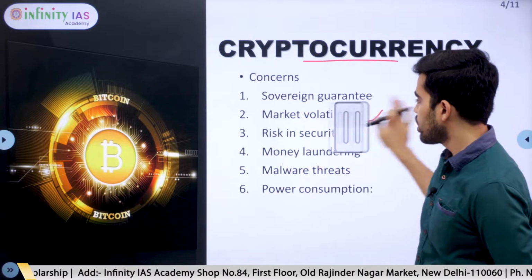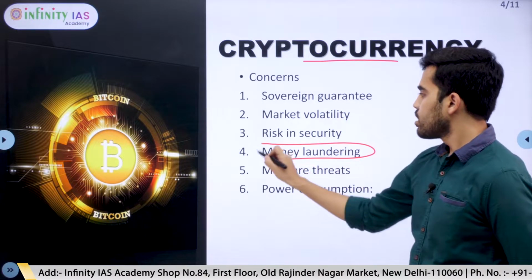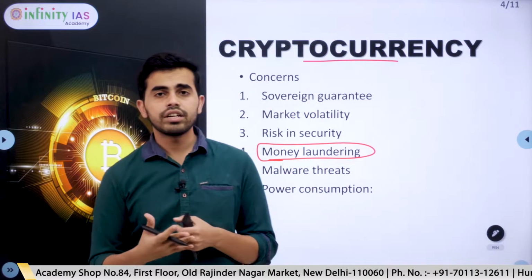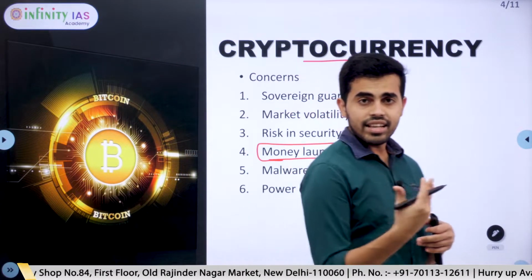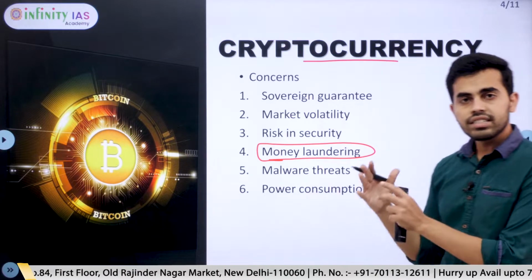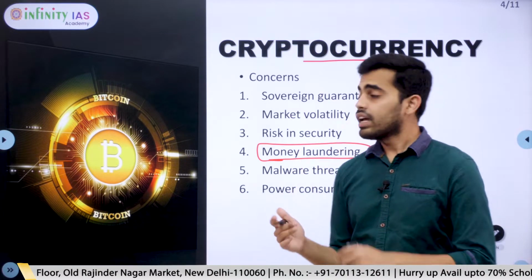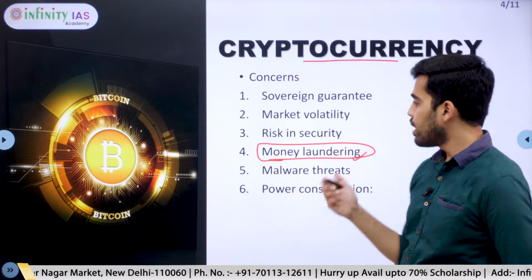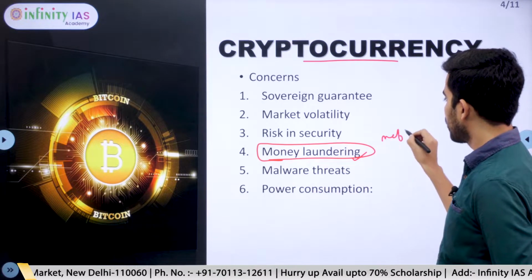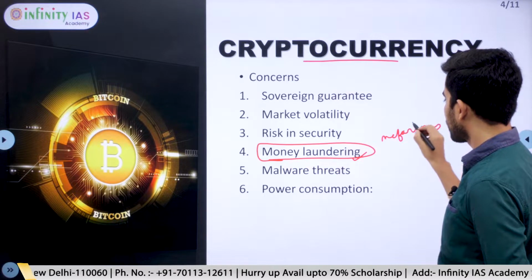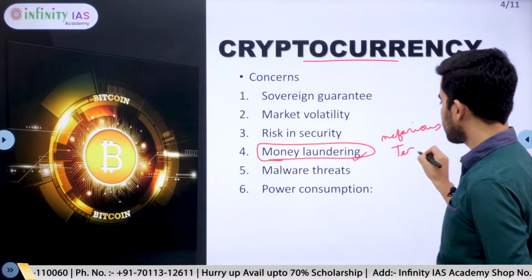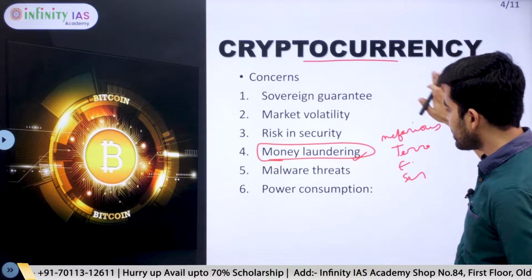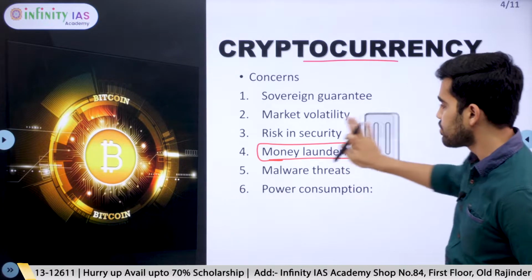Next one is money laundering. As this cryptocurrency is not regulated by any central authority, or the transactions are not stored with a central authority or a government, this cryptocurrency might be used by nefarious actors for money laundering, such as terrorists, extremists, or separatists. So that is one concern with cryptocurrency.